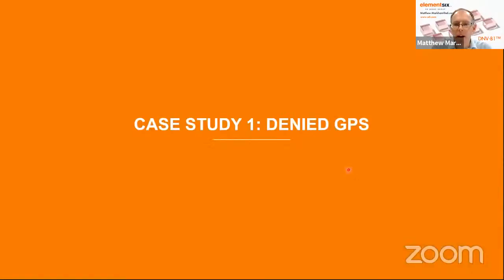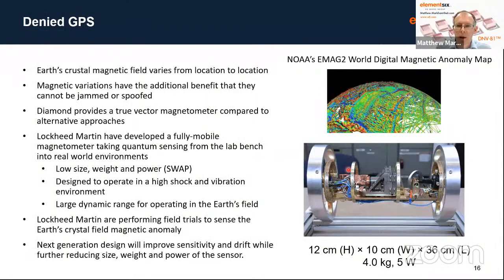Okay, so now I'll just talk through a few case studies. I'll start with denied GPS. This is a project we've been working on with Lockheed Martin over the past few years. The Earth's crustal magnetic field varies from location to location. It's like a fingerprint. This image here just shows you the variation. So if you know that variation, you can use that basically as a map to pinpoint where you are on the Earth. The advantage of this is that magnetic variations have the additional benefit they can't be jammed or spoofed.